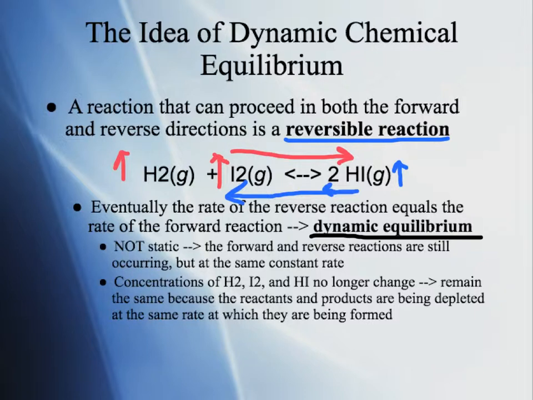Okay, so it's kind of weird to think about, but during dynamic equilibrium, the concentrations of the hydrogen, the iodine, and the hydroiodic acid are no longer changing. They are kind of frozen in time. However, these reactions are still occurring. They're just occurring at the same rate. Okay, the forward and the backwards are equaling each other, so it looks like nothing's going on.